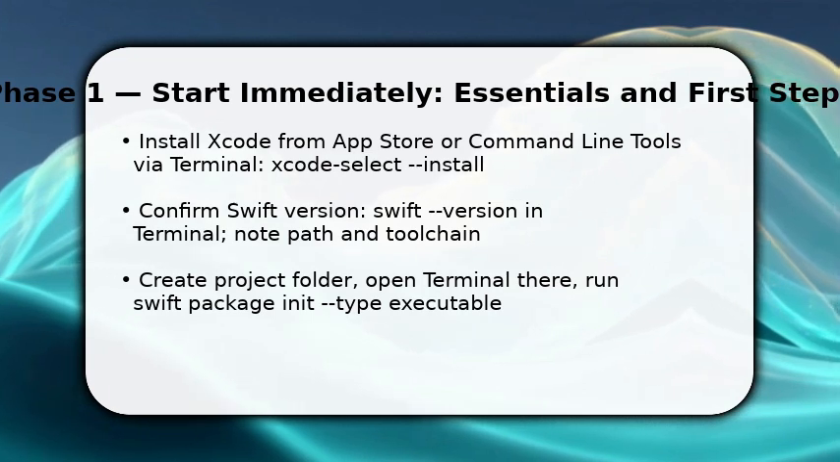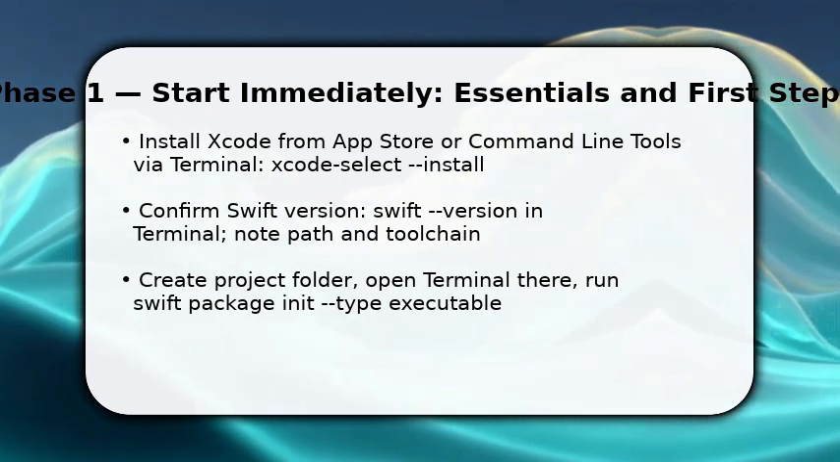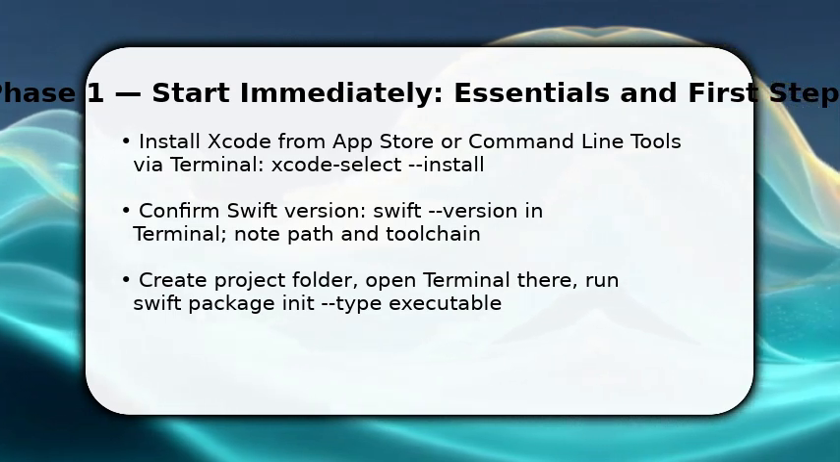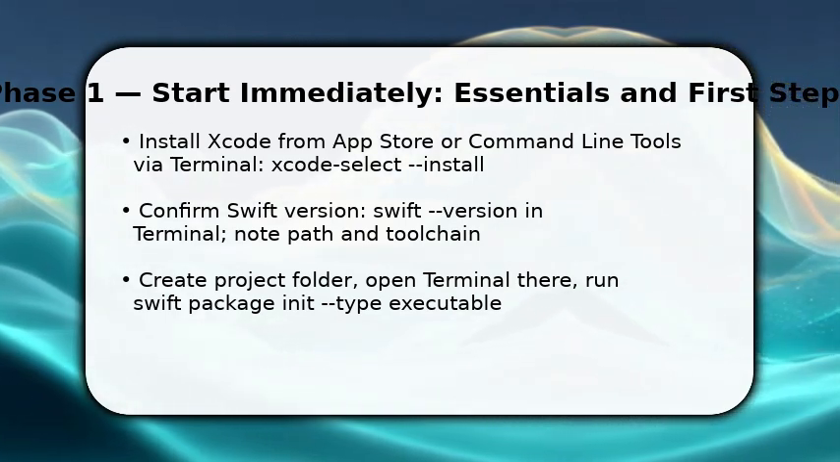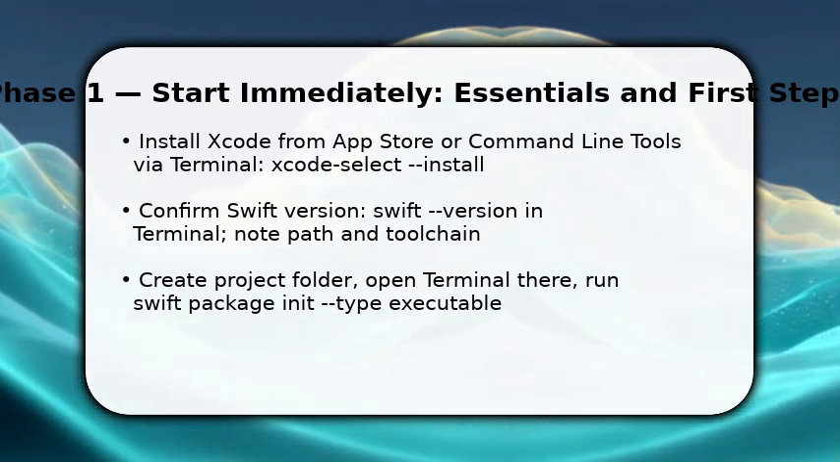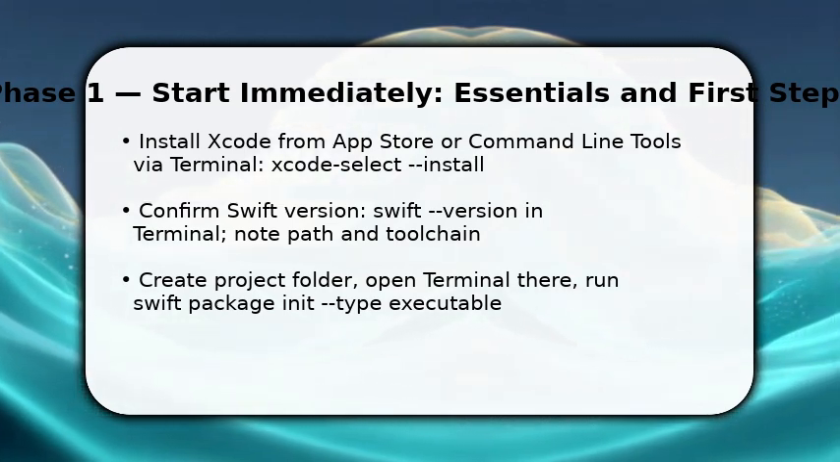Next, make a project folder and initialize a package with swift package init. In it, type --type executable so you have a source layout. These steps start compilation quickly and keep your environment consistent. They also make dependency management predictable as you add code.